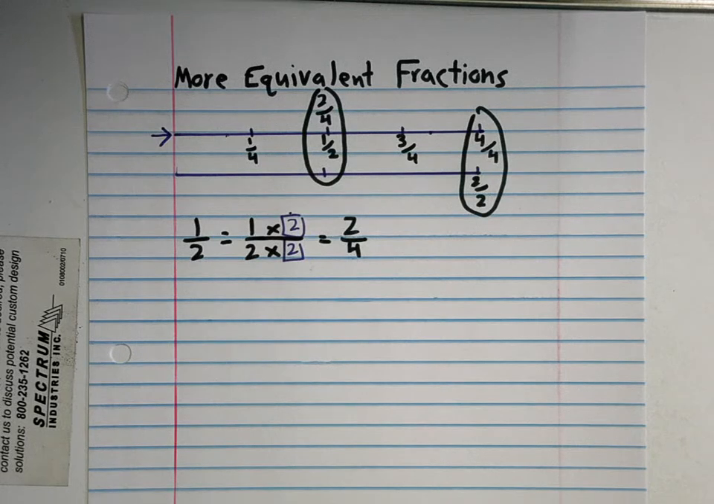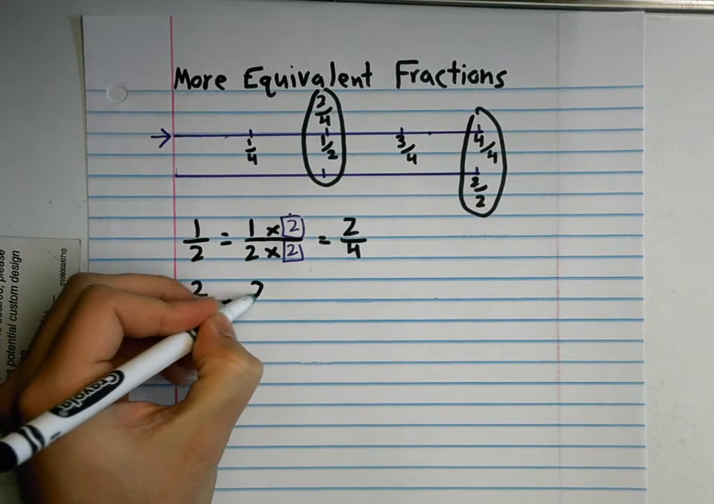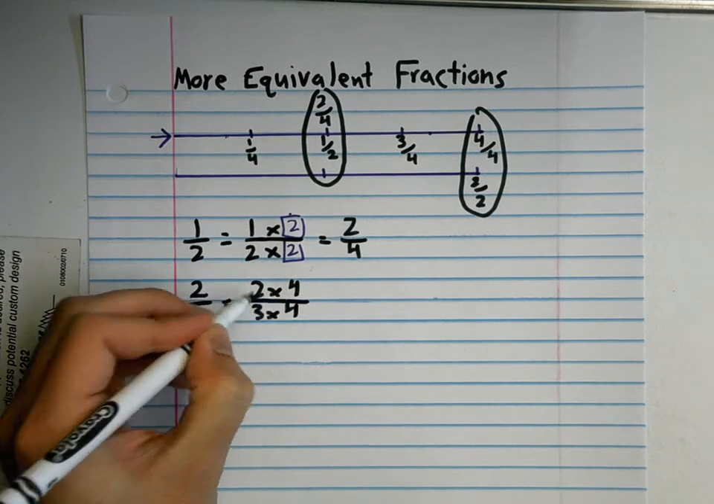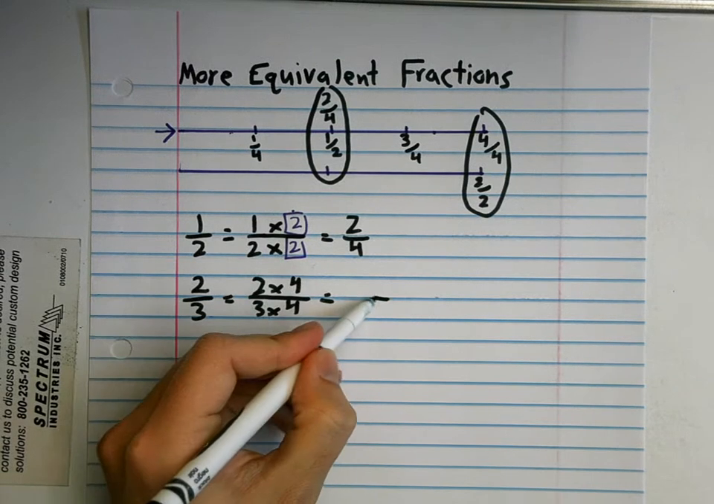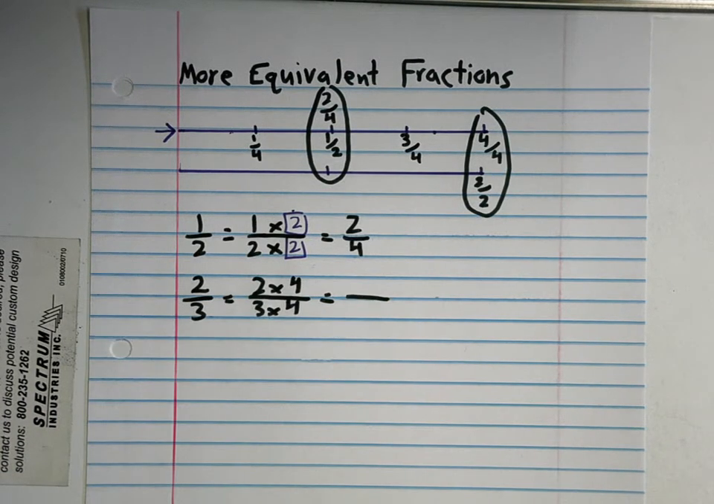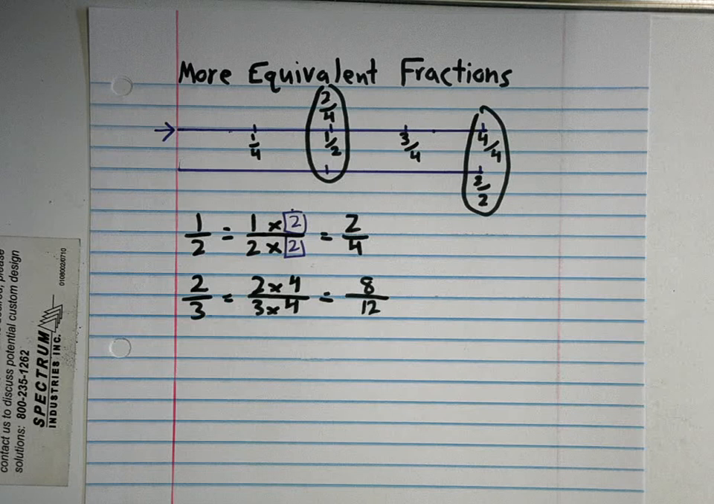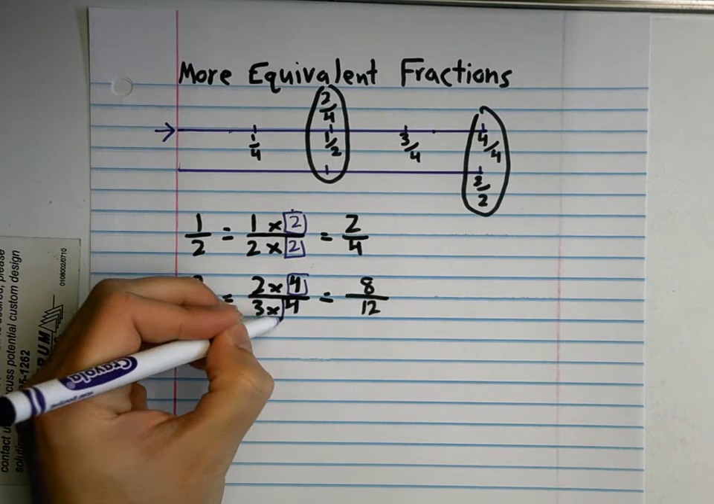Well, let's say, what if we find another equivalent fraction for 2/3. 2/3 equals 2 times 4 and 3 times 4 equals what? What's my new equivalent fraction going to be? 8/12. Because I multiplied my numerator by the same thing and my denominator by the same thing.